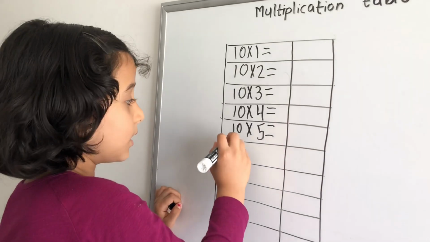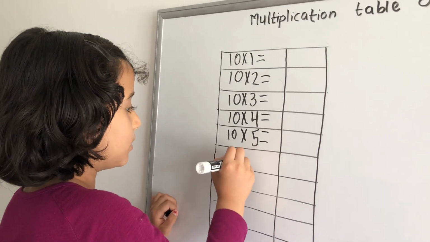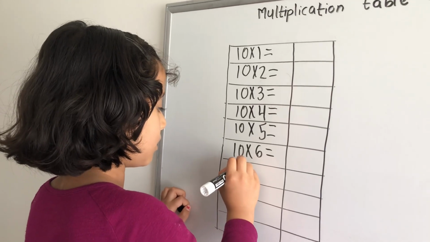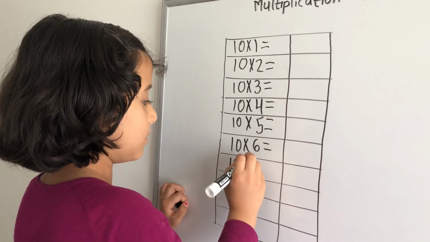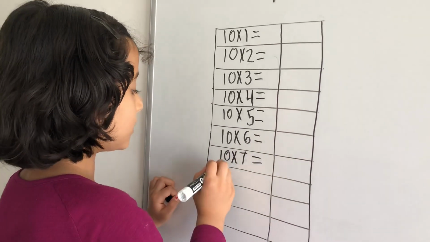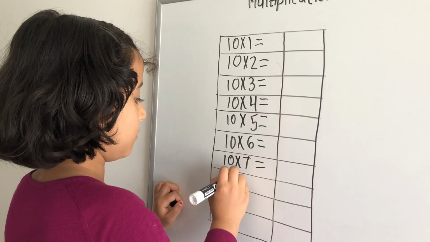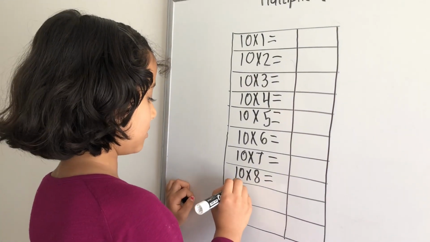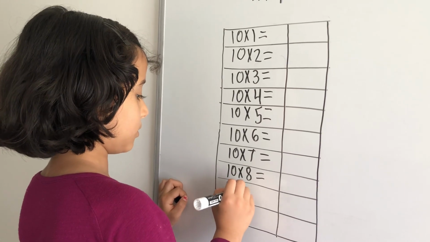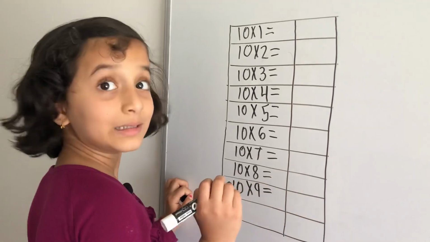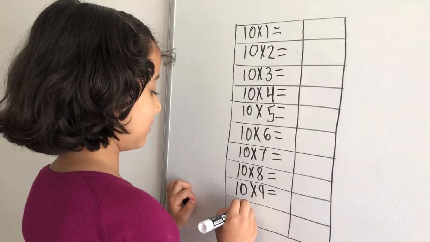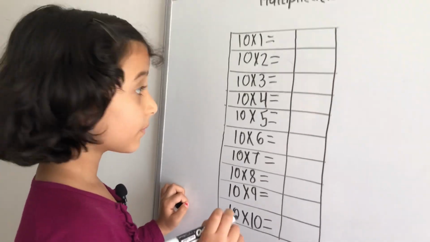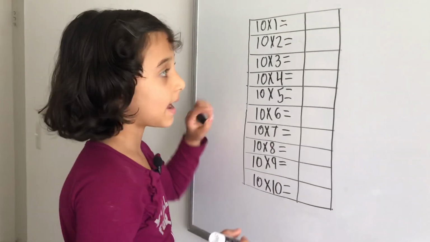equals. 10 times 6 equals. 10 times 7 equals. 10 times 8 equals. 10 times 9 equals. 10 times 10 equals. Now, guys, this has a trick.